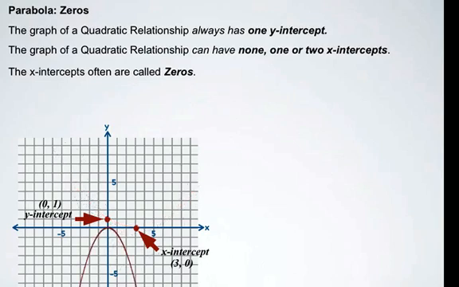For this example, the x and y intercepts are equal because the parabola goes through the origin at (0, 0). So the y-intercept and the x-intercept are the same.